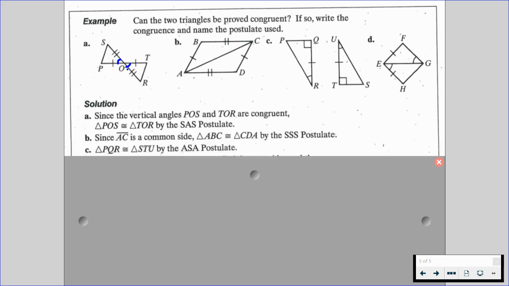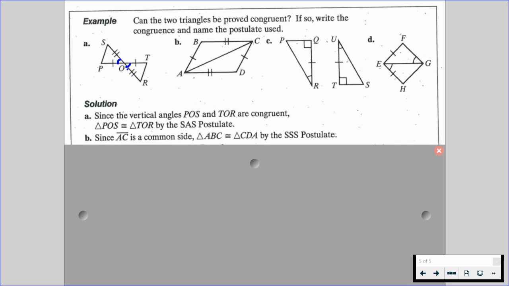For B, since we know that segment AC is the common side, then we're going to have triangle ABC is congruent to triangle CDA by the SSS postulate. And what it means by that is we know that AC is going to be congruent to itself. It's a common side. So if I give that 3 tick marks, because I know that that's going to be congruent to itself, we have 1 tick mark, 2 tick marks, 3 tick marks, and then in the same order, 1 tick mark, 2 tick marks, 3 tick marks.